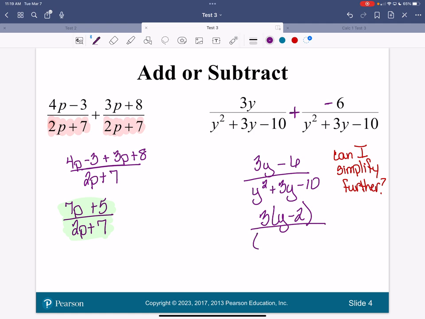Then I factor my denominator. Good, 5 is one of the numbers, and what's the other? Negative 2, excellent. Okay, so then I've got y minus 2 and y plus 5. Okay, and so my final answer to this is going to be 3 over y plus 5.